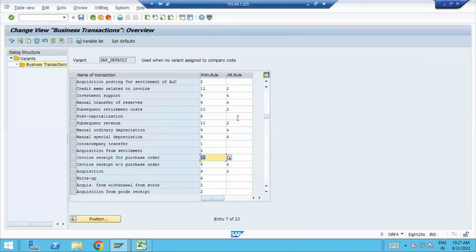This is a very small question, but it was a tricky question: asset capitalization with reference to goods receipt, or asset capitalization with reference to GR. Okay, so I hope this one also helps you in your interview.